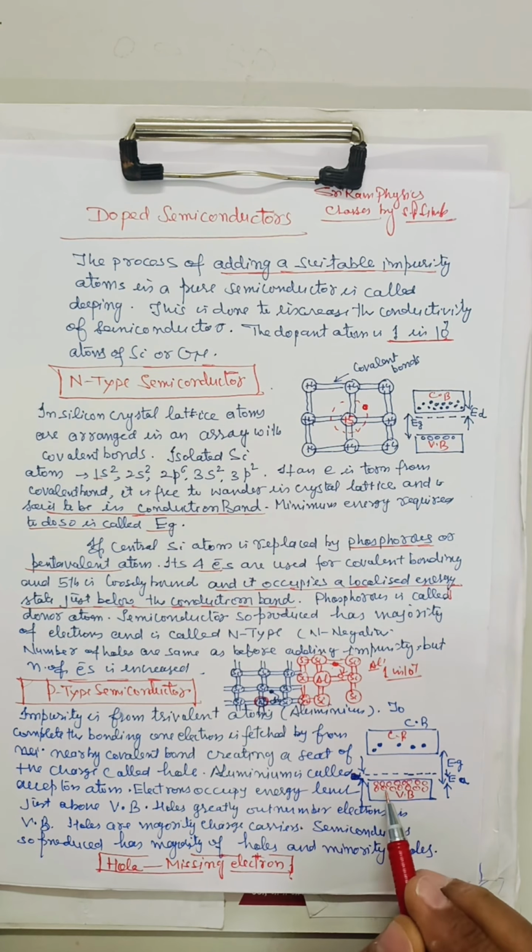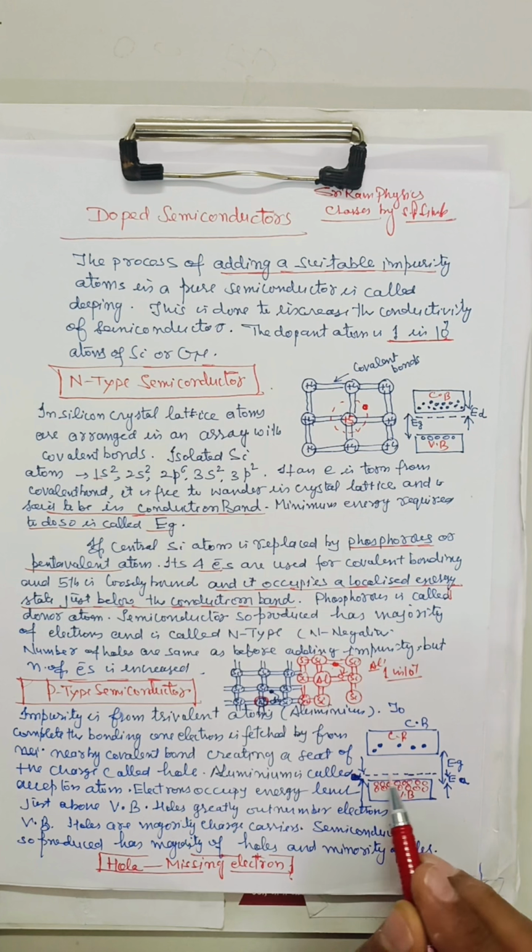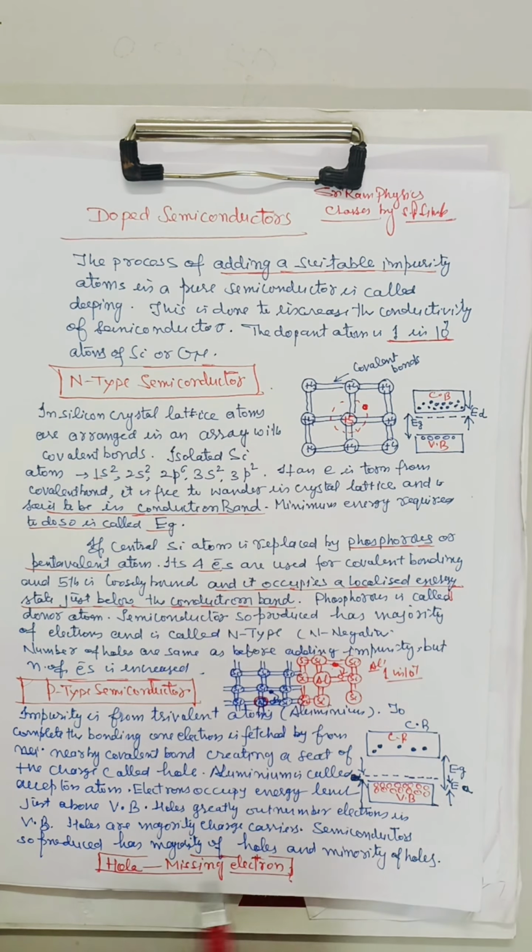यहाँ देख लीजिएगा आप, यहाँ पर ये होल्स की संख्या ज्यादा है, and these acceptor levels are produced just above the valence band. यहाँ पर जो ये एनर्जी गैप है, यहाँ से यहाँ तक, कंडक्शन बैंड से वैलेंस बैंड तक। So you must remember that the important point is that the acceptor levels are produced just above the valence band. So the aluminum is called the acceptor atom.